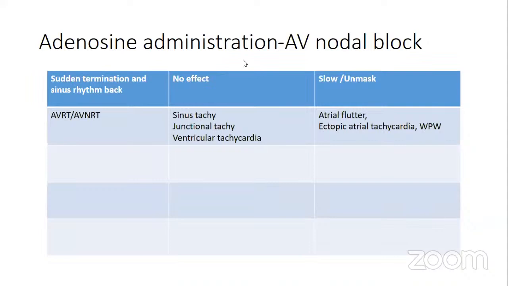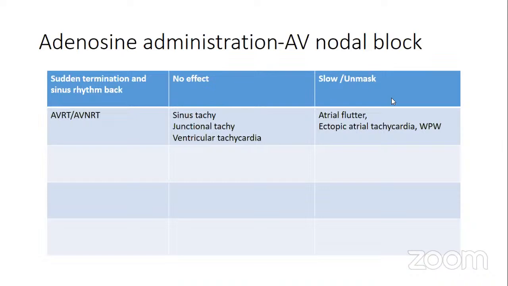Adenosine acts by AV nodal block. In case of AVRT and AVNRT, it causes sudden termination and sinus rhythm is reverted back. In case of sinus tachycardia, junctional tachycardia, ventricular tachycardia, there is no effect, and it slows or unmasks the atrial flutter, ectopic atrial tachycardia.